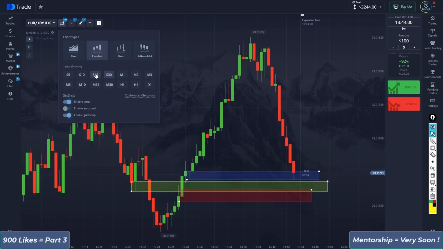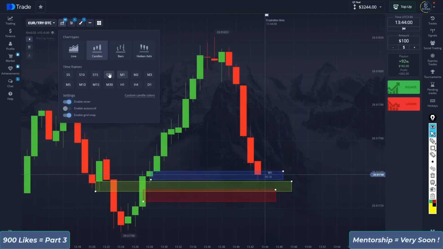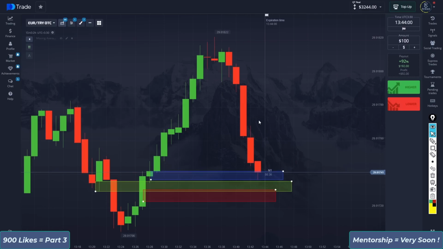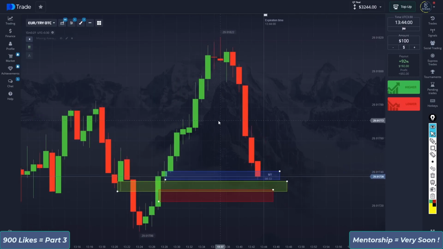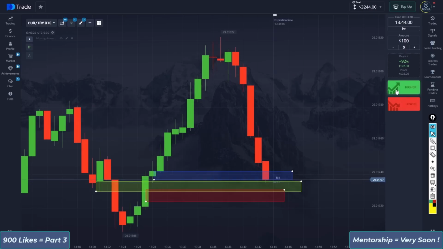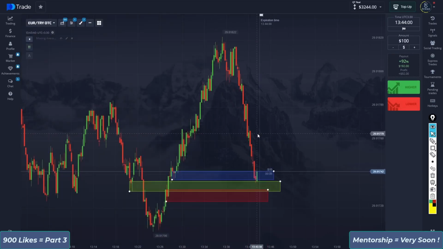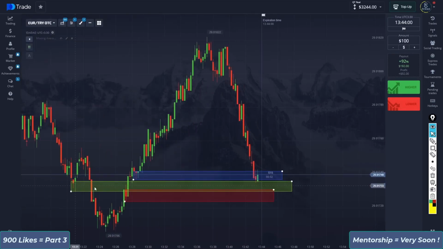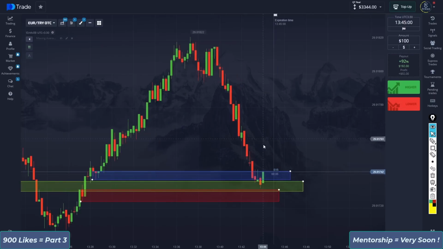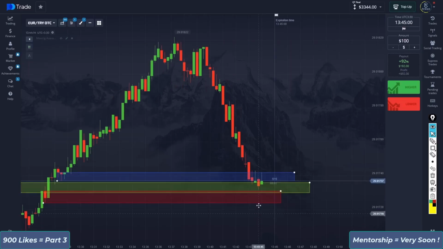Okay, it's coming down. Okay, it's reacting from the QM's shoulder here. Let's see. Yeah, it's reacted exactly from the green area. Okay, we are getting reacted from this, but it hasn't touched the red zone yet.